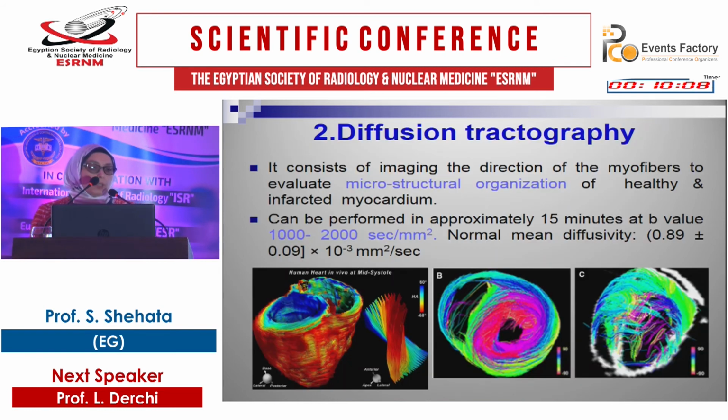Diffusion tractography consists of imaging the direction of the myofibers to evaluate the microstructural organization of the healthy and infarcted myocardium. It's performed at a b-value of 1,000 to 2,000 seconds per square millimeter with mean diffusivity equal to 0.89. This figure shows the normal diffusion tractography, which is smooth and constant in a normal human heart. This is in a normal rat, and this is in a rat with induced ischemia, where destruction of the myofibrils is clearly indicated, forming a mesh-like abnormality.